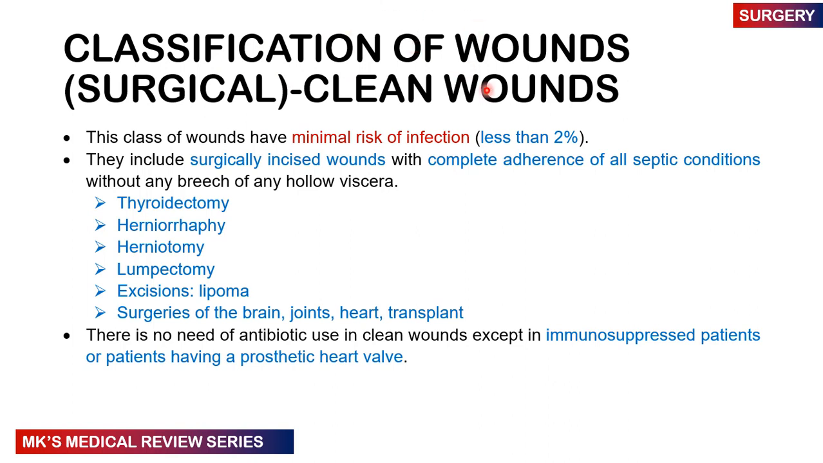The first class is the clean wounds. These have a minimal risk of infection, less than 2%. You mostly get these wounds from surgically incised injury, with complete adherence to aseptic conditions, without any breach in any hollow viscera. For example, if you're undergoing a thyroidectomy, herniorrhaphy, herniotomy, lumpectomy, excision of a lipoma, surgeries of the brain, the joints, the heart, or even transplants, where no inflamed organ is involved and there is no perforation of any viscus, then these are denoted as clean wounds.